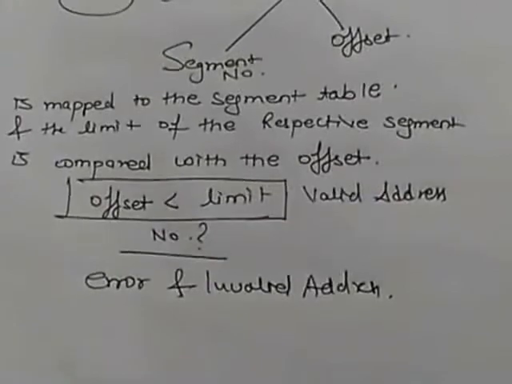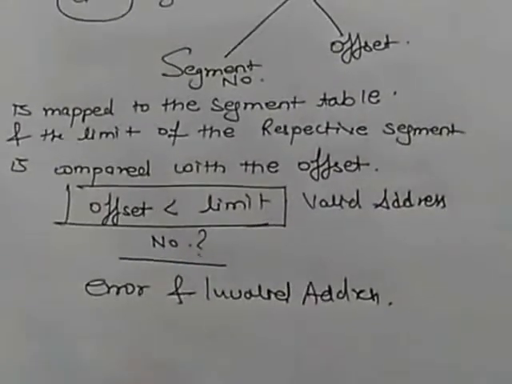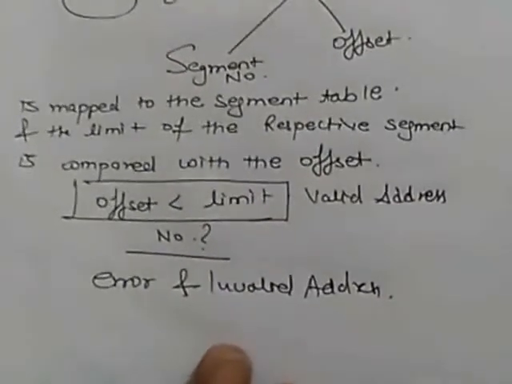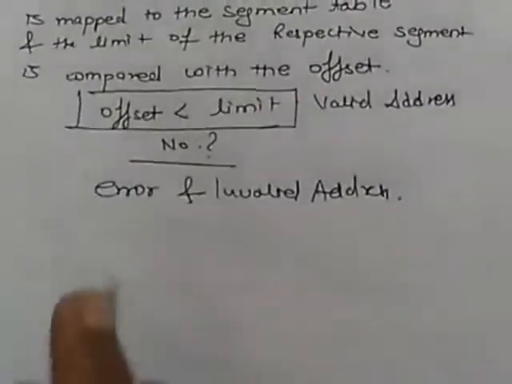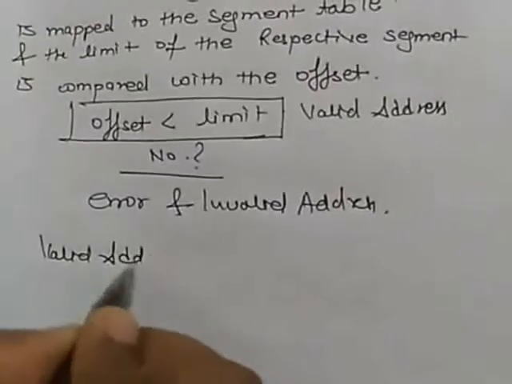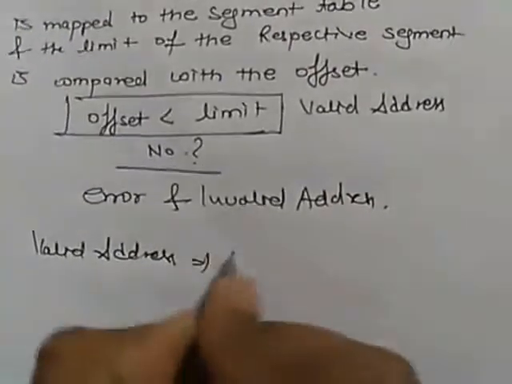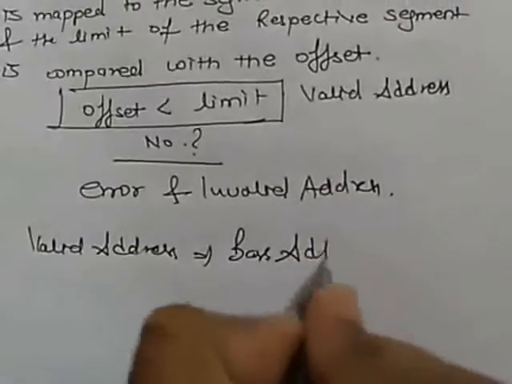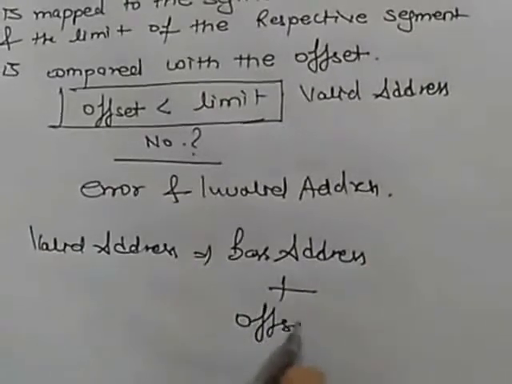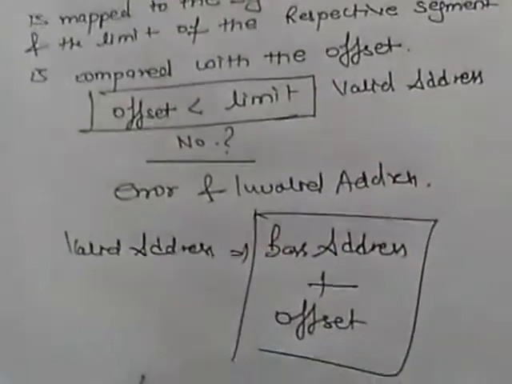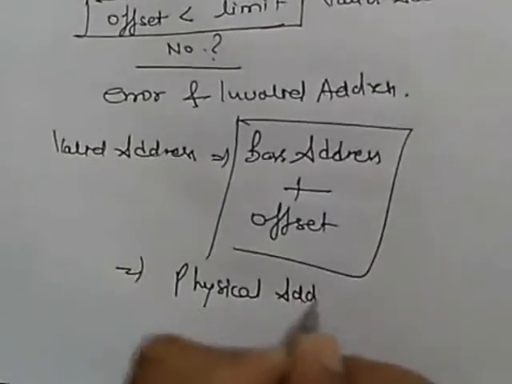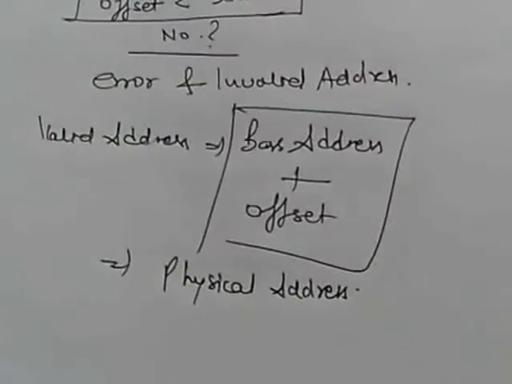So in case of a valid address, the base address of the segment is added to the offset to get the physical address of the actual word in the main memory. So if we have a valid address, then the base address is added to the offset to get the physical address of the actual word in the main memory.